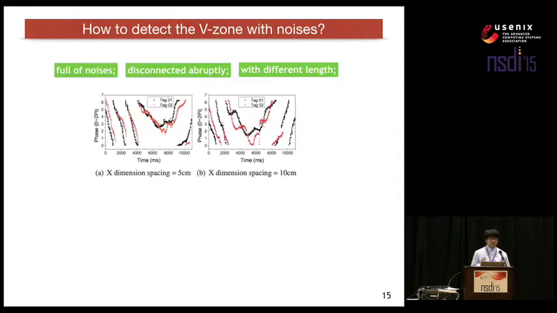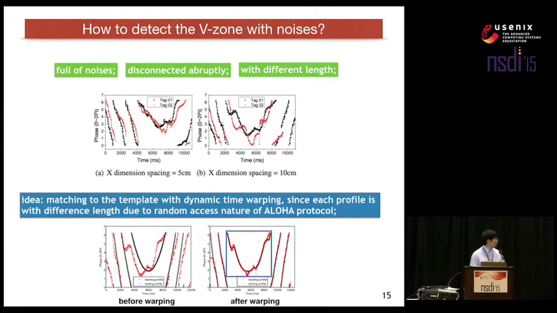Let's first look at how to detect the V-zone with noise. Here, we design a template mapping technique for V-zone detection. As this figure shows, although the phase profiles are full of noise and disconnected abruptly due to unstable backscatter links, we still find that they show a stable and similar phase changing pattern. So we can create a template and match each profile we collected to this template. Here, we adopt the dynamic time warping metric to match the detected profile with a template. The key here is that dynamic time warping pays more attention to the similarity of the profile rather than the local values.